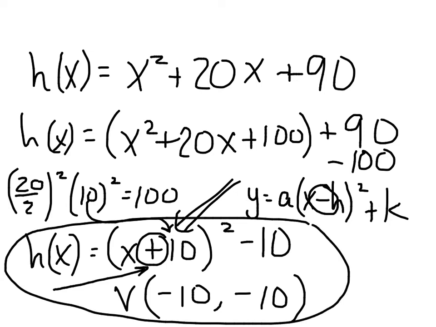I'm only giving you two sections. The first section is going to be pick a method, tell me why, then solve it. Second part is write it in vertex form and give me the vertex. Done. So what do you think? Not too terrible?